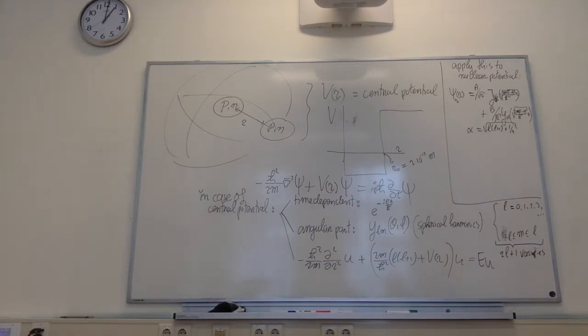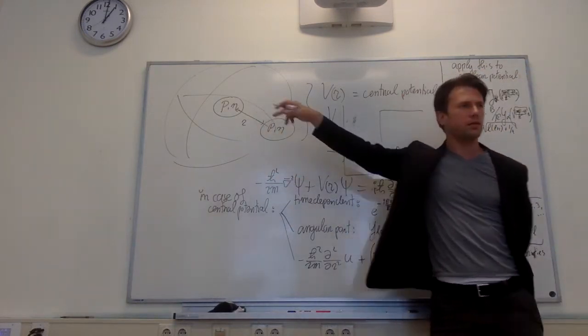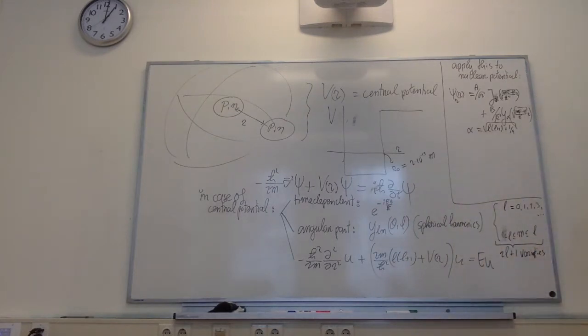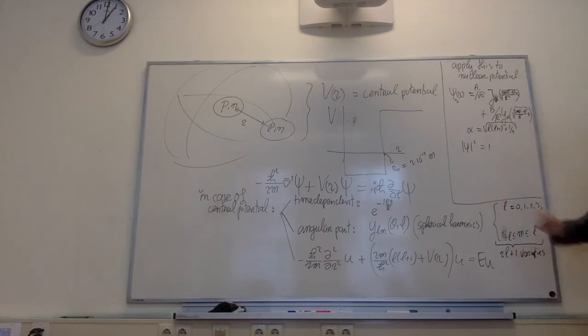Okay, boundary conditions. One of them said, well, if you integrate all over space, so you're going to look where this nucleon is, if you put the other one in the middle, whereas the other one, you only get a probability distribution. But one thing that you know is that if you integrate over all space, you're bound to find the particle. It should be somewhere. In other words, this should be 1, integrated over all space.